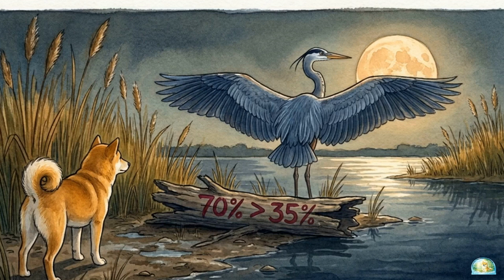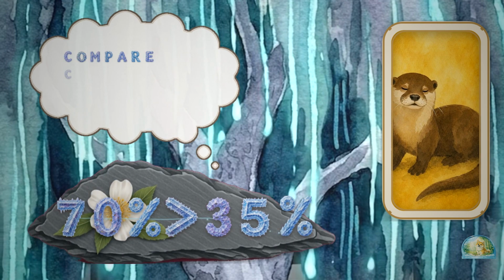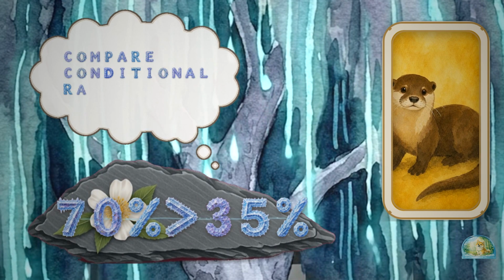Which mark in the environment proves the mathematical relationship, and how does the animal action make it true? 70% is greater than 35%, suggesting an association.